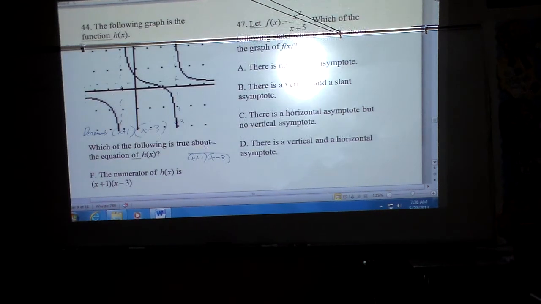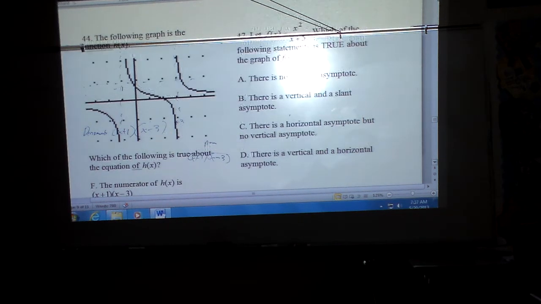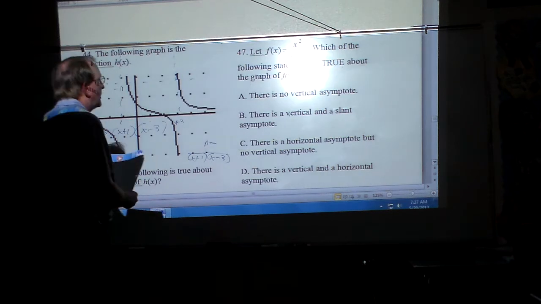All right? Let's go back and look at problem 47. It's kind of like 47, a little easier to see here. We have x squared over x plus 5. Which of the following statements is true of the graph?